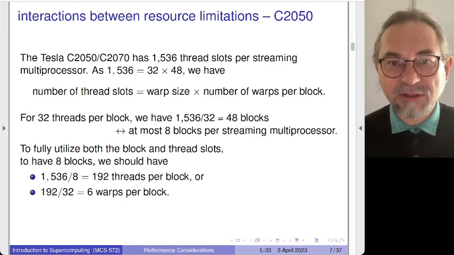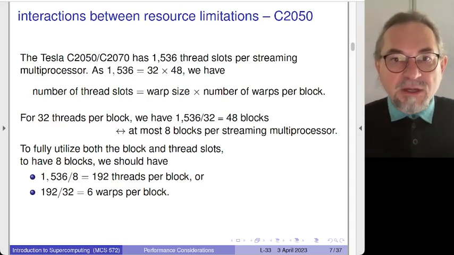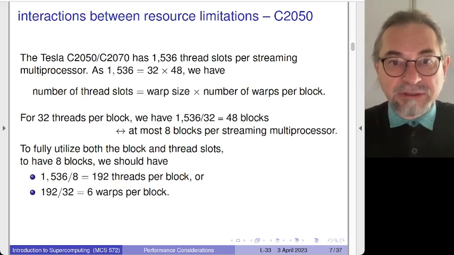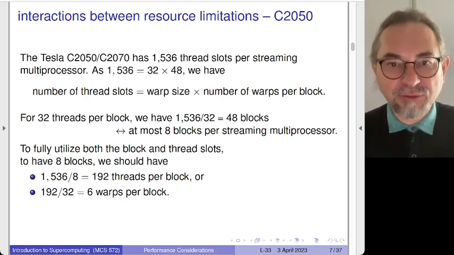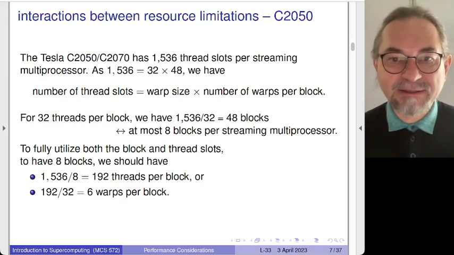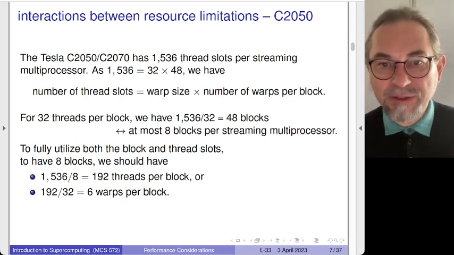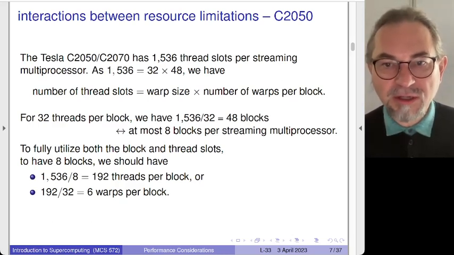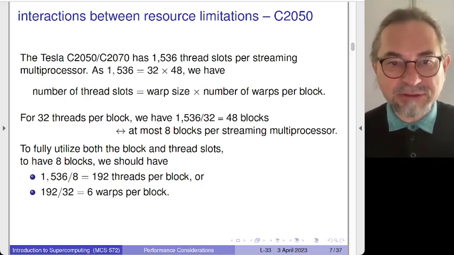So let's look at one example over 3 different GPUs. In essence, it's GPU dependent. When you do an experimental study, you have the choice on your available thread slots to have how many warps per block you have. So here in this calculation we can have 48 blocks. If we consider 32 threads per block, we can have at most 8 blocks per streaming multiprocessor.